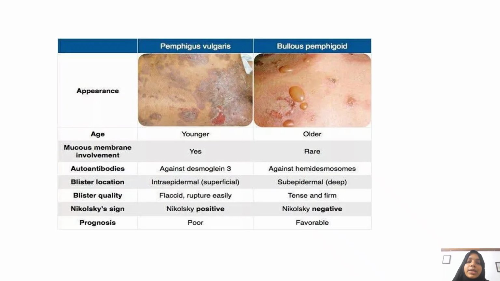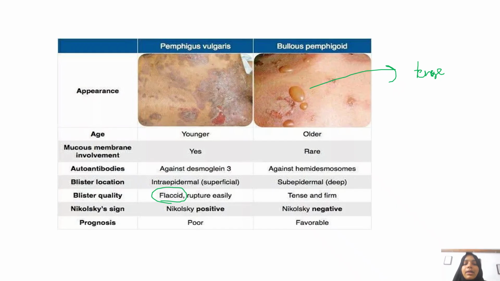so there are two bullous conditions. One is pemphigus vulgaris and the other is bullous pemphigoid. There is slight similarity and slight difference between the two. Bullous pemphigoid has tense bulla. So when you just touch it, it's not going to burst. So those are tense bulla. Okay. And pemphigus vulgaris are flaccid bulla. They rupture very, very easily.